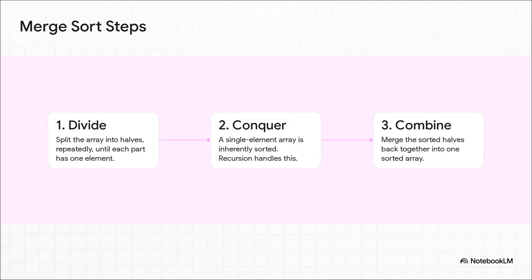Let's walk through the pattern. First, the divide step kicks in. The algorithm just keeps splitting the array in half, and in half again and again, until it's left with a bunch of tiny little lists with just one number in each. And believe it or not, that's the conquer step.